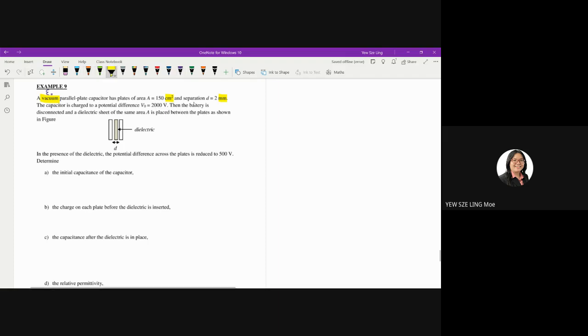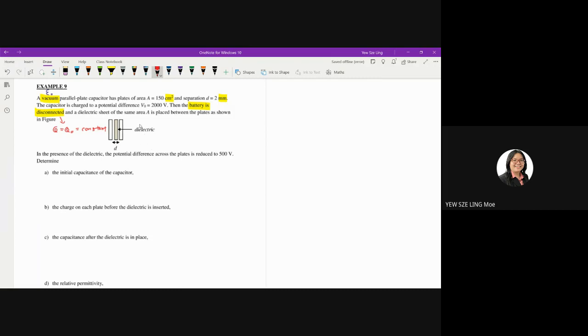Then the battery is disconnected. Once again, this statement tells you Q final equals Q initial, equal to a constant value. So this phrase itself is very important. It tells you what happened after you remove the battery. After you remove the battery, a dielectric sheet of the same area is placed in between the plates, as shown in the figure. This is the typical dielectric question.